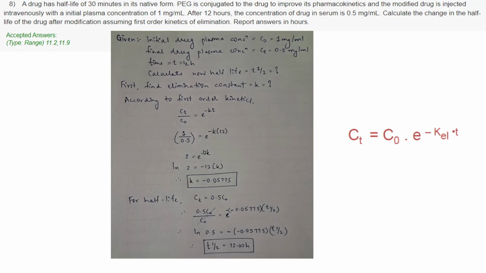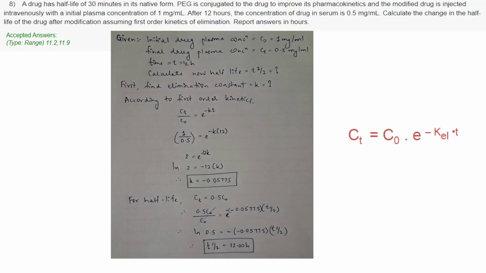Yes, even if you do that, your answer will be 11.5. That is also an accepted answer. Some of you might see this question as needing to calculate the new, modified half-life, and some as the change. That is why you have this range. Even if you get 11.5, it's still a right answer, and even if you get 12 hours, it's still a right answer.